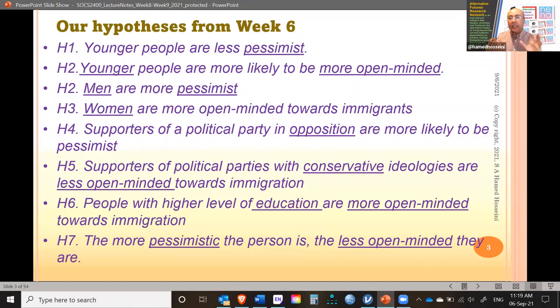So every hypothesis here connects one variable that is dependent to the independent variable that explains the dependent variable, or we hope, or we speculate, that it will explain. So now we are into the job of testing each one of these hypotheses. When I say younger people are less pessimistic or younger people are more open-minded, that means I have to go in and explore the relationship between age and pessimism, and between age and open-mindedness, and see if it is a positive or a negative relationship, how strong it is, and how statistically significant it is.